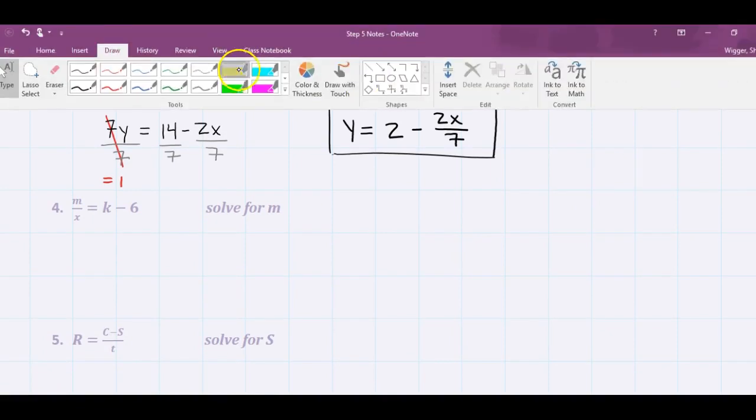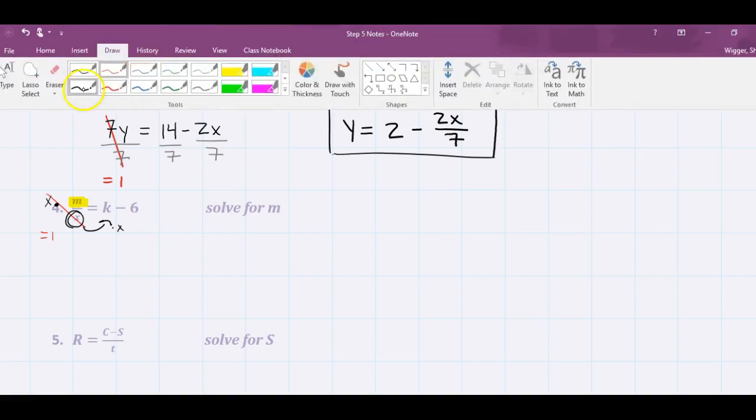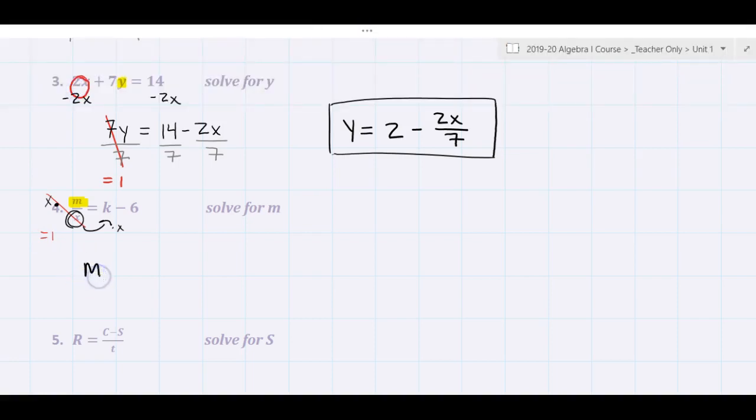Example 4. I'm going to solve this equation for m. The only variable I need to move to get m by itself is x. Right now I have m divided by x. So to move the x to the other side, I need to multiply both sides by x. When I multiply the left-hand side by x, I get x divided by x, which is equal to 1. So I will bring the m down by itself.